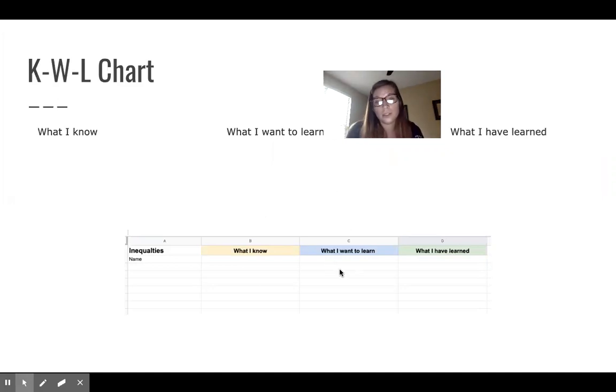What I want to learn can also be filled in at that time. This may be more difficult. You may have to model this for students to show them what it looks like to fill that in. Or maybe you can give them a problem and say, this is where we're going. This is our learning target for today. Then maybe it'll help them focus on what they want to learn. You can create this chart and have students put it in their notebook or their folder. But in a virtual setting, we can't do that.